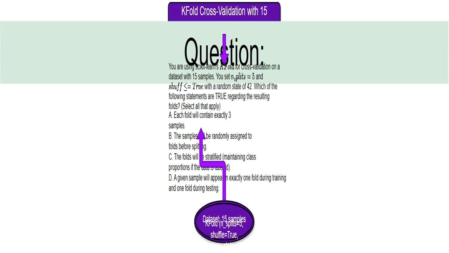This is false because 15 samples divided by 5 folds equals 3. But KFold doesn't guarantee perfectly equal-sized folds. It's not about equal division, it's about dividing the dataset into K chunks for robust evaluation.